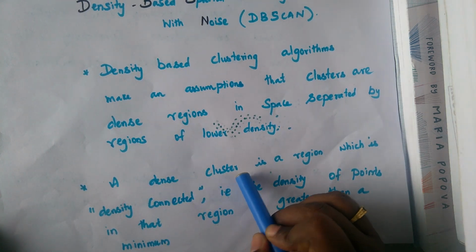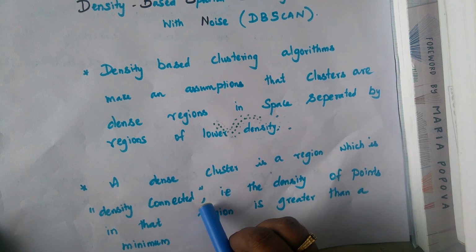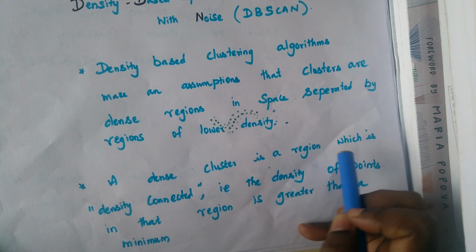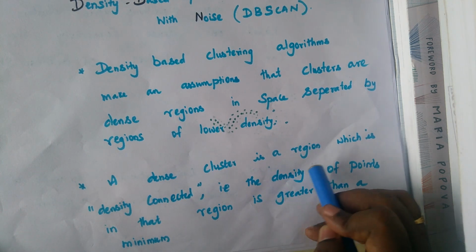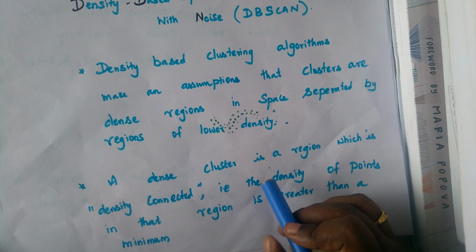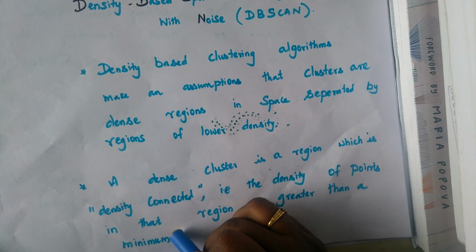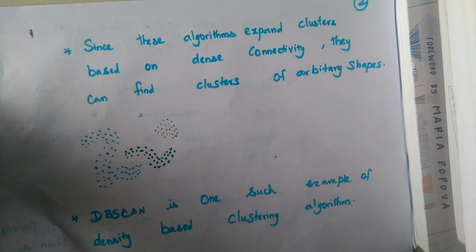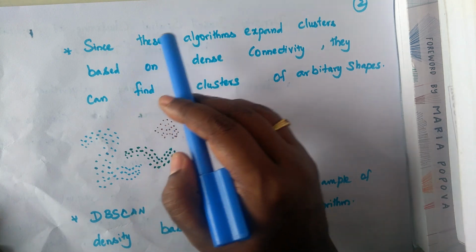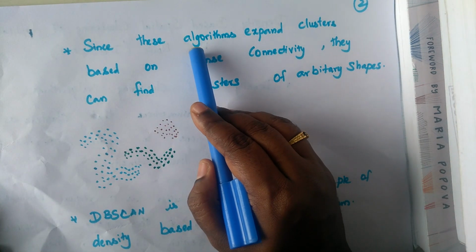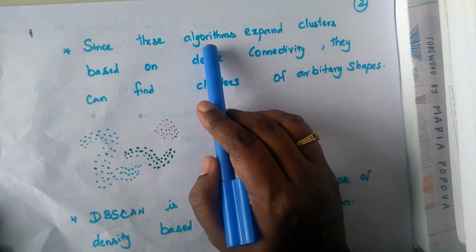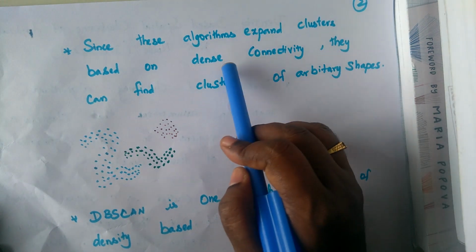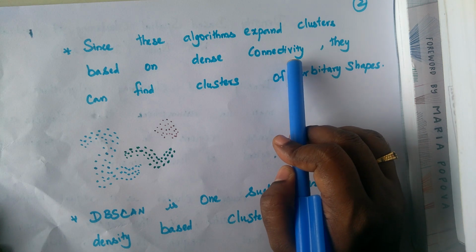So a cluster is a region which is density connected. That is, the density of the data points in that region is higher than the minimum requirement. That is how we identify the cluster using this algorithm. These algorithms locate a data point and find the density connected data points in that region, and recursively they expand the cluster based on the density connectivity. That's how these algorithms work.